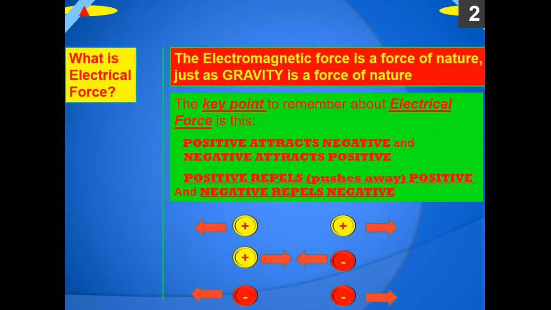Okay, so this is so simple and so fundamental, yet you'll find that almost everything we do in chemistry revolves around this concept. Electrical force, and really electromagnetic force, but mainly electrical. The electromagnetic force is one of the four forces of nature, just as gravity is a force of nature. The key point to remember about electrical force is this: positive attracts negative, negative attracts positive. Positive repels other positives, and negative repels other negatives.